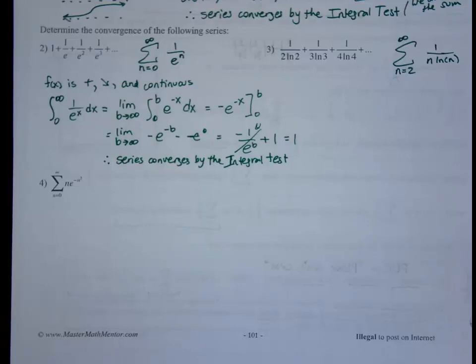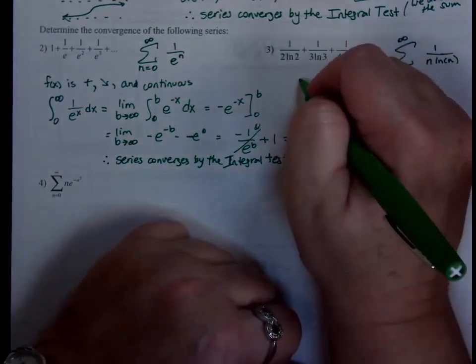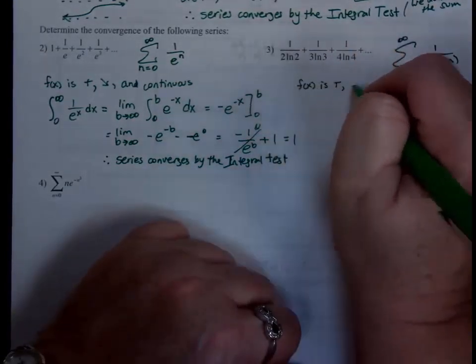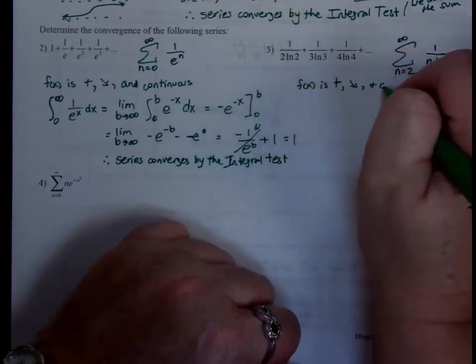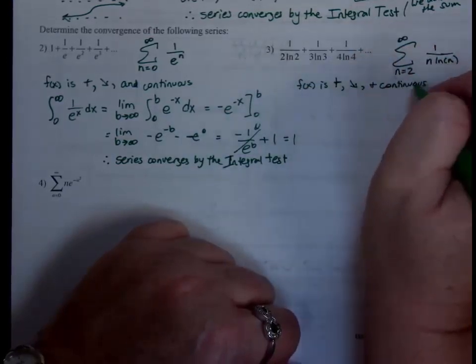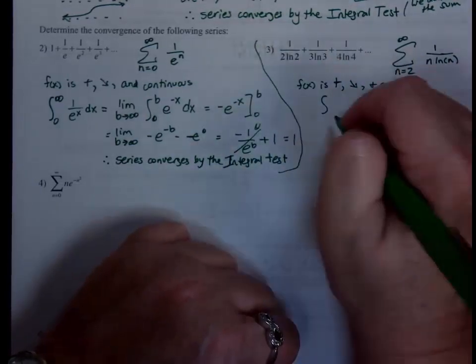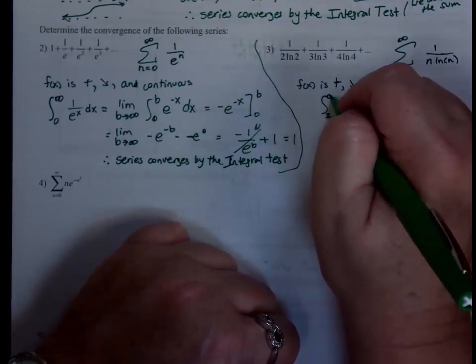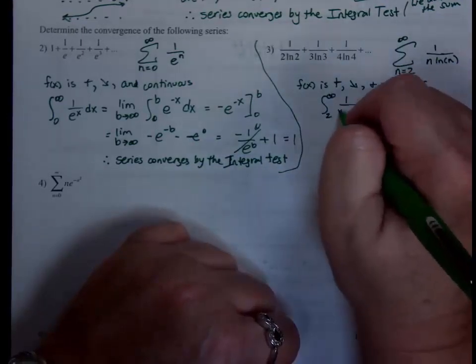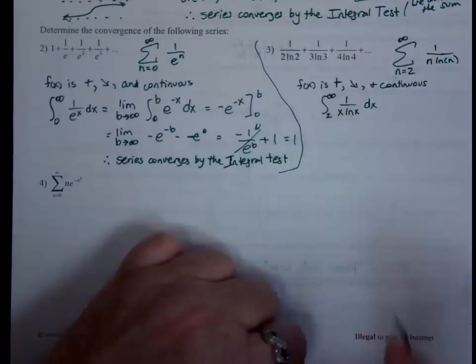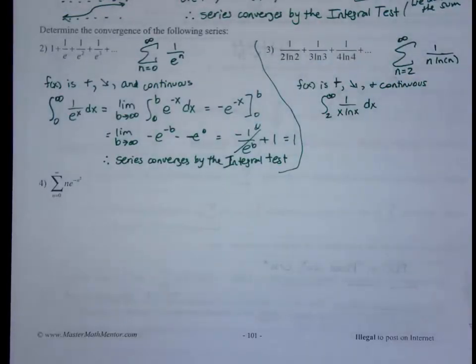All right, are all those fractions going to be positive? Yeah? Are they getting smaller? Yes. And it's continuous, so we can write f of x is positive, decreasing, and continuous. So we can now write our integral. I'm going to draw a little line here. That's too much crowding. So it's the integral from 2 to infinity of 1 over x ln of x dx. Okay.